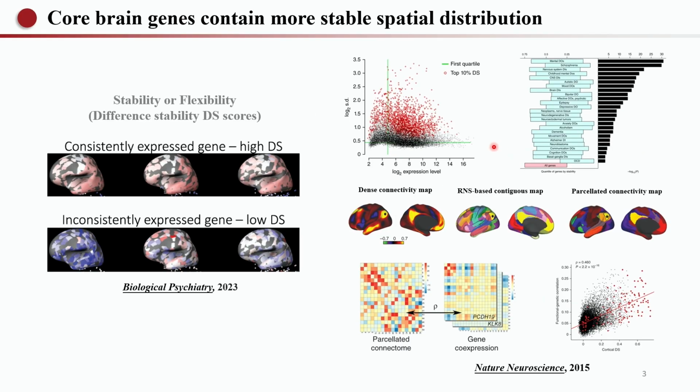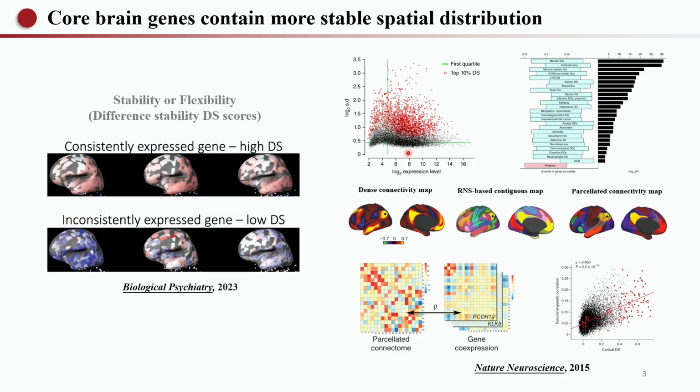However, the spatial distribution of genes in the brain can reflect two fundamental properties, stability and flexibility. Stability refers to genes whose spatial expression patterns are highly consistent across individuals, while flexibility refers to those with more variable patterns. Genes with stable spatial organizations are often quantified using the differential stability scores, or DS scores, and they show higher inter-individual reproducibility.